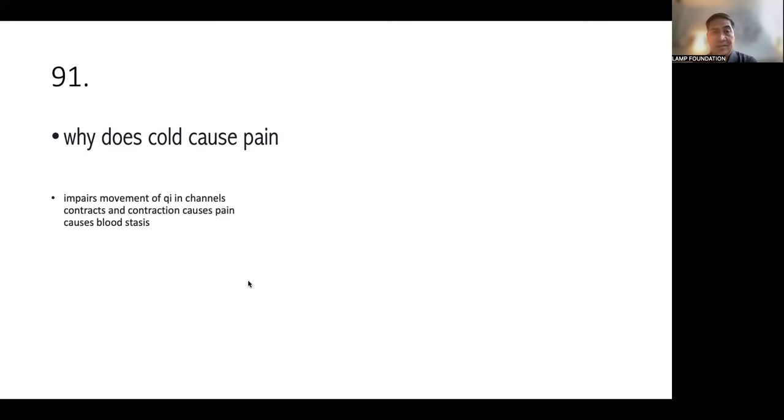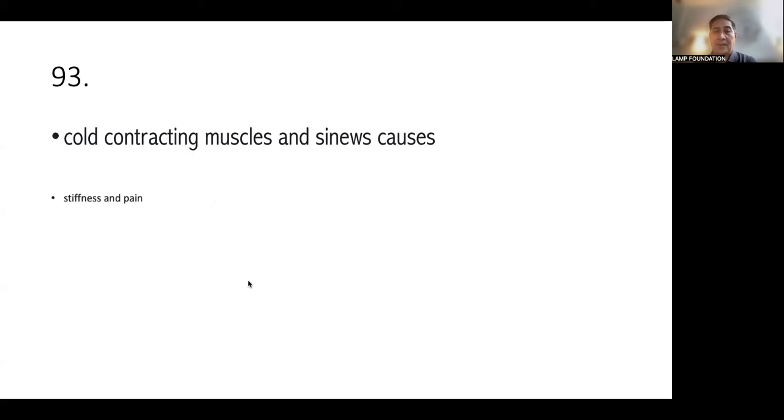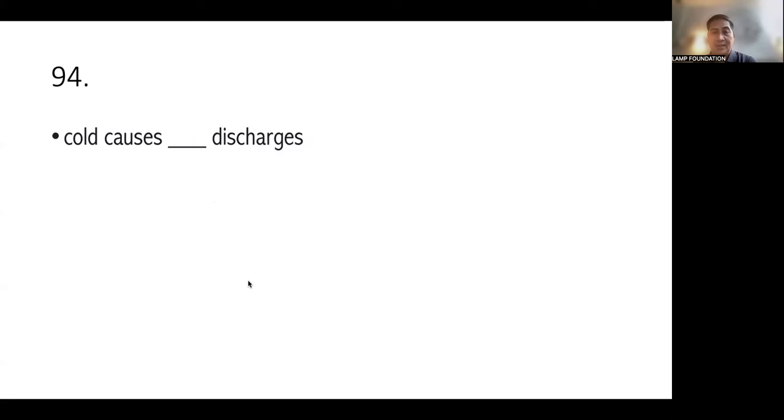Katulad sinabi mo kanina. What does cold contract? Ano yung kinocontract niya? Muscles and joints. Yeah, the tissues, the muscles, the sinews, the blood vessels, and the skin. Cold contracting the muscles and sinews will cause what? Stiffness, contraction of muscles, yes, pain. Stiffness and pain.